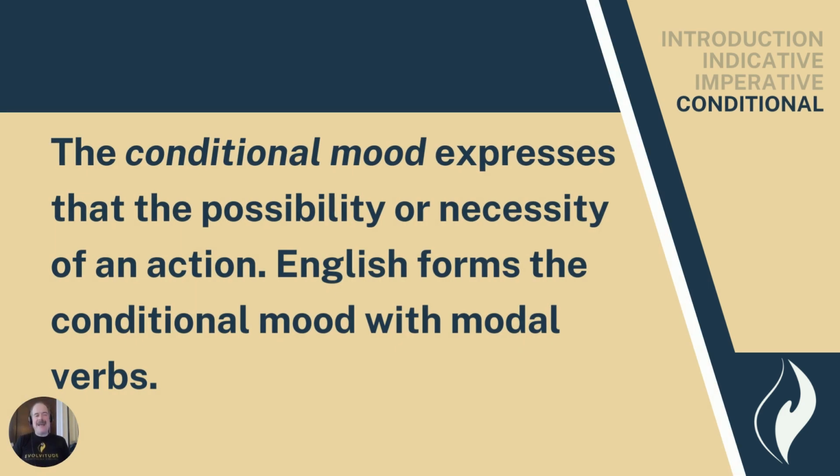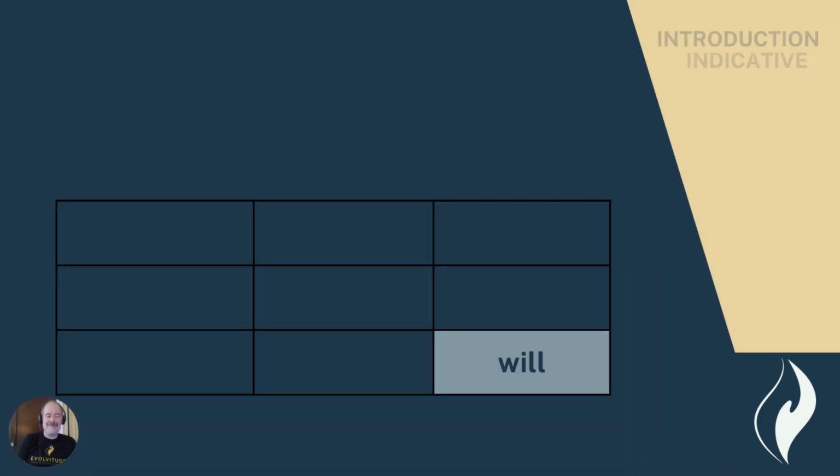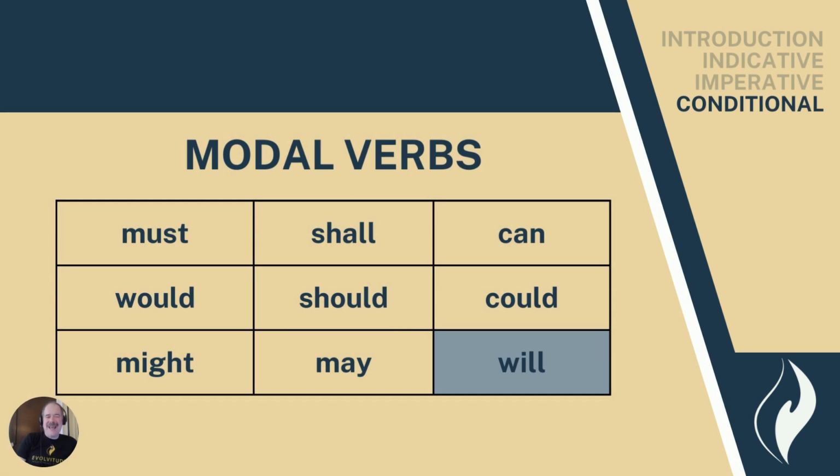Okay, next up we have conditional mood, and this is the one that is probably the biggest deal out of the things that we are looking at here. To form the conditional mood in English, we are going to use modal verbs. And we will place those modal verbs directly before the root form of another verb.